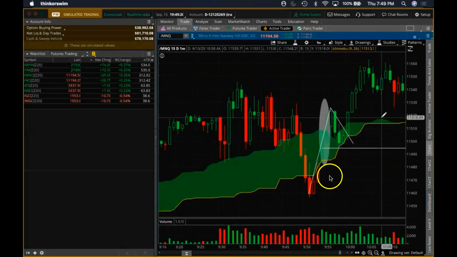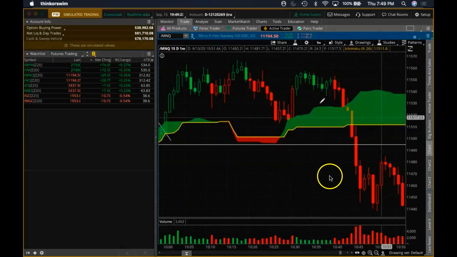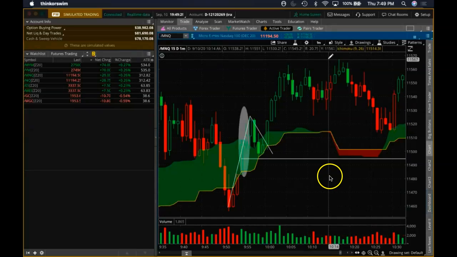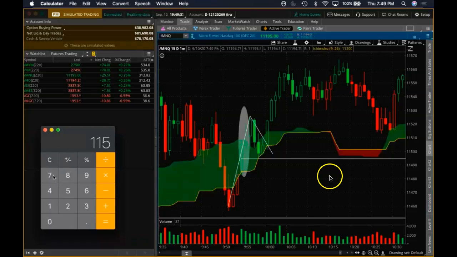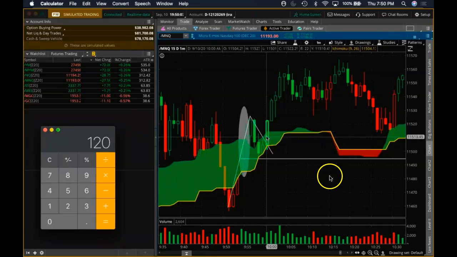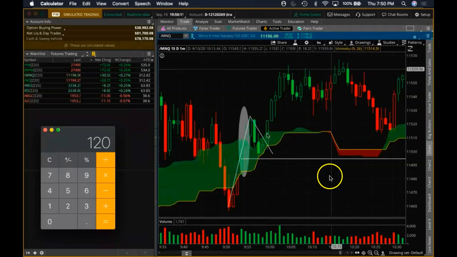It goes from 11,510 all the way up to the highest point was this point, which was 11,567. We're just going to say it went to 11,570. So 11,570 minus 11,510 is going to be 60 points. Remember, I make $2 a point. If it moves 60 points and I make $2 a point, that means I was up $120. So you just made your $120 right there for the day. How fast did it take for me to make that money? From 10 o'clock to 10:20. That's it.